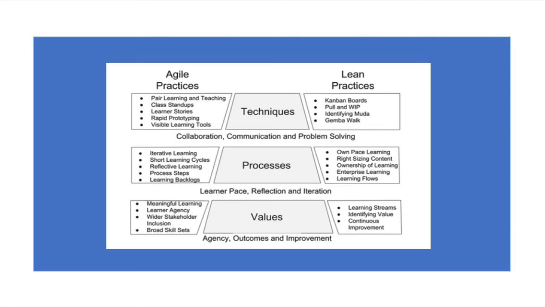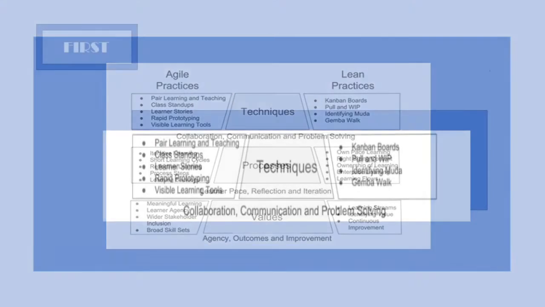These concepts are expressed as a pyramid where techniques build on processes and processes on values. At each of these levels, they have examined how Agile and Lean practices may usefully transition to the context of teaching and learning.